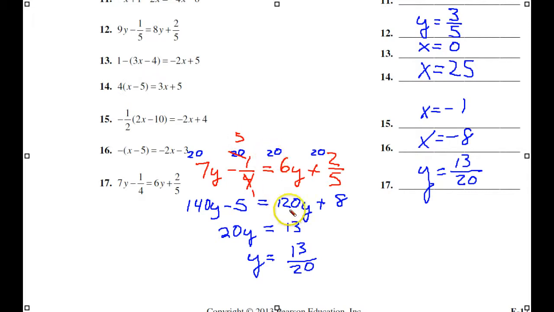Here this is 120y, once and 4. So this gives me an 8. So much easier to deal with. Now I'm going to add 5 to both sides, gives you a 13. Subtract 120 from both sides, that gives you a 20y. Divide both sides by 20, and that gives you our answer.